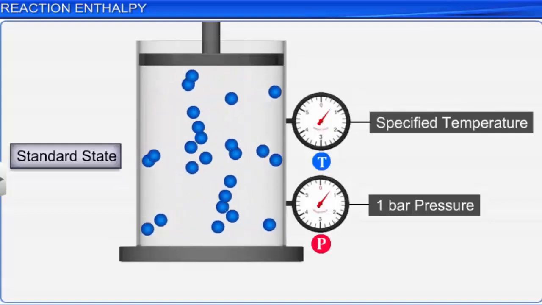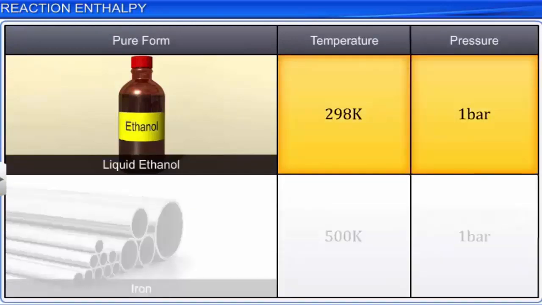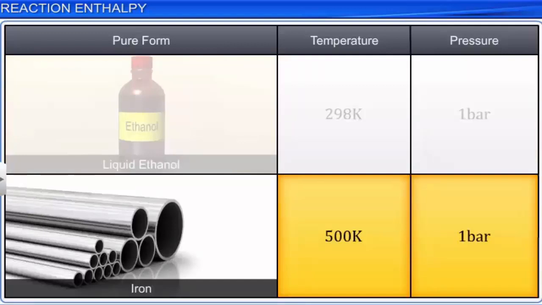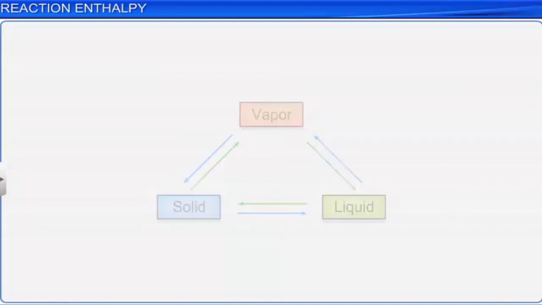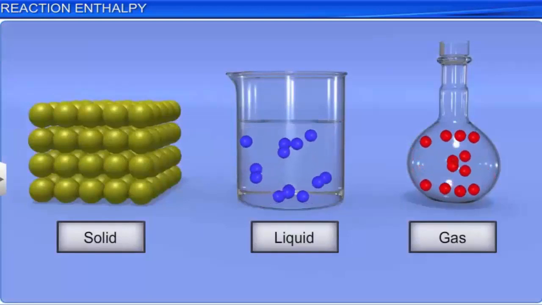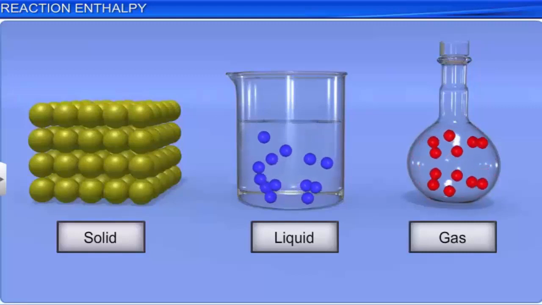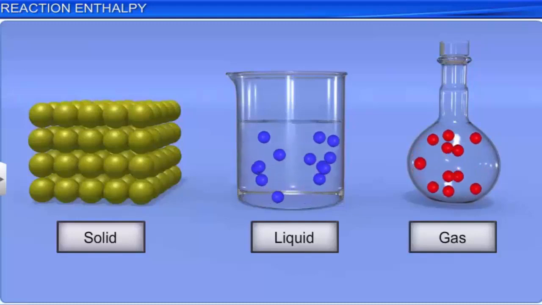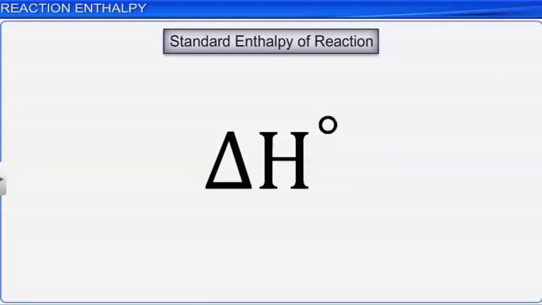For example, the standard state of liquid ethanol is pure liquid ethanol at 298 Kelvin and 1 bar pressure, and the standard state of solid iron is pure iron at 500 Kelvin and 1 bar pressure. Let us now look at the enthalpy changes during phase transformations. We know that the intermolecular forces in the 3 states of matter are different. Therefore, the amount of energy required to convert matter from one state to another also differs. Standard enthalpy is represented as ΔH°, where the superscript naught indicates the standard state.